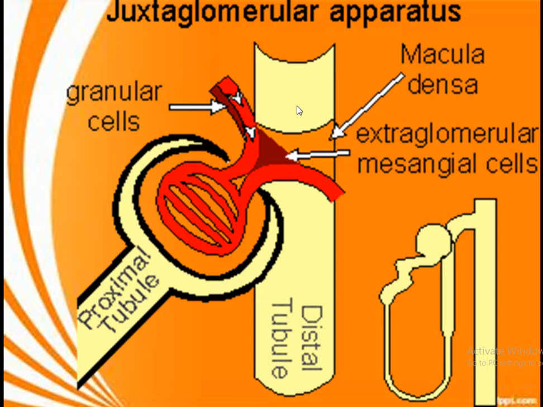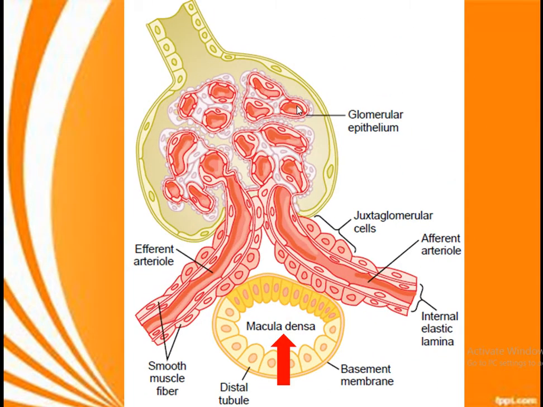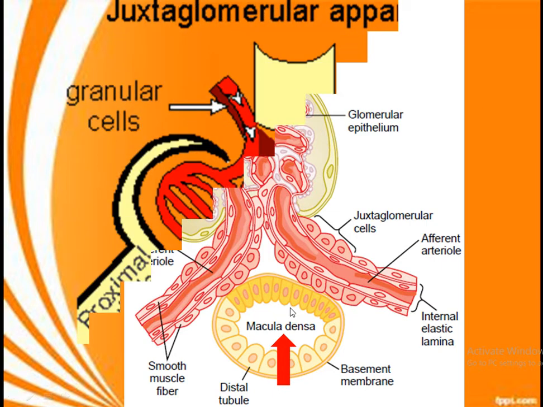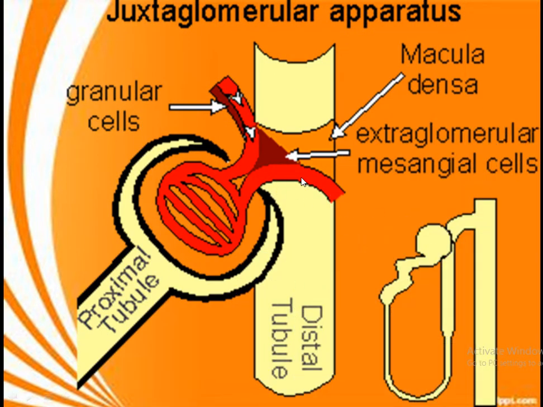So this is the picture where we can see the juxtaglomerular apparatus. This is one more diagram, and you can see the macula densa. This is the part which I have shown you here in this diagram. This one is the initial part of the distal convoluted tubule.